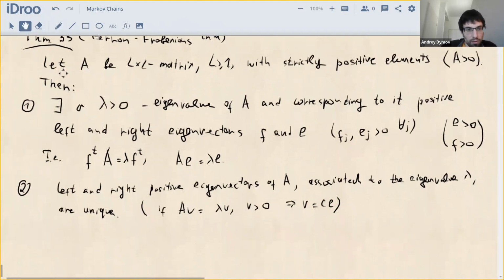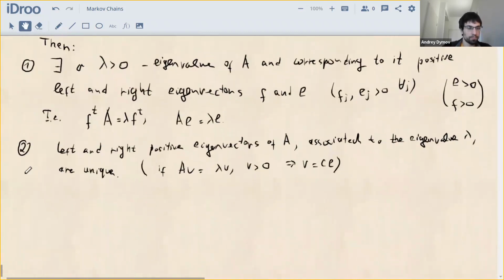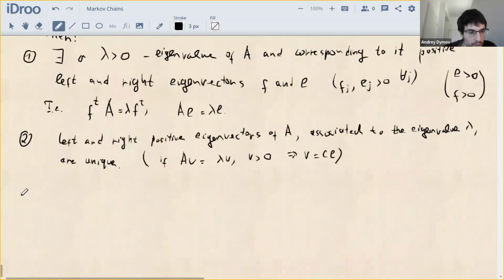And similarly for the right eigenvector f. And the third assertion, which is the most interesting one, says the following. If you take your matrix A to the power k, what are you interested in? You are interested in the behavior of this object when k goes to infinity.